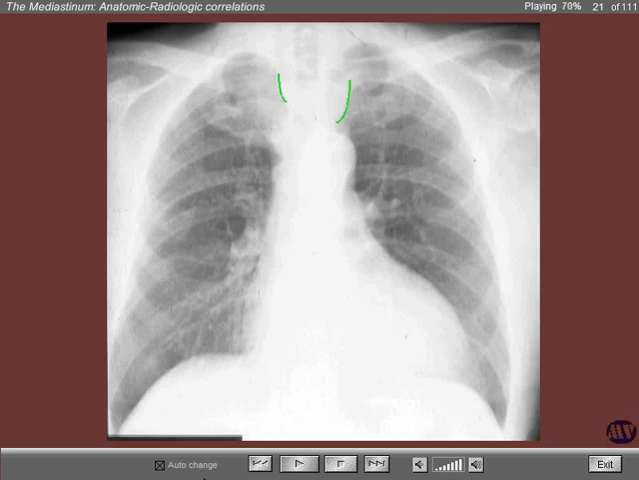In other words, the fact that we do not see the Y-shaped posterior junction line suggests that this patient may have a mass in the posterior superior mediastinum. This patient had back pain.